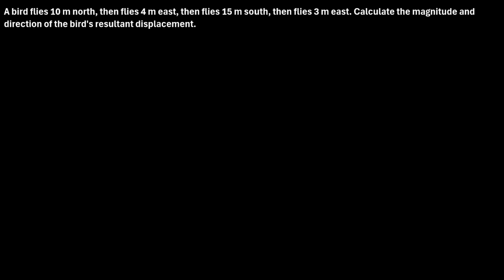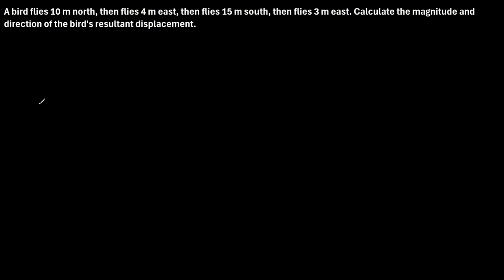In this video, I will explain how to calculate resultant displacement. So let's jump right into an example. This says, a bird flies 10 meters north, then flies 4 meters east, then flies 15 meters south, then flies 3 meters east. Calculate the magnitude and the direction of the bird's resultant displacement.